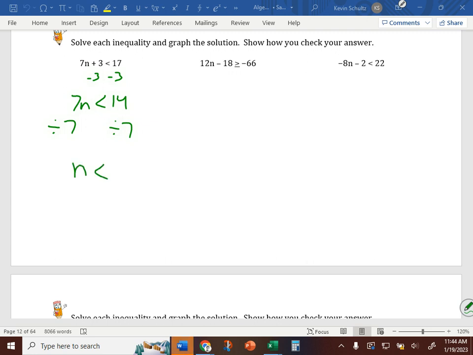Do we have to flip our sign? No. We do not, because we're dividing by a positive. 14 divided by 7 is 2. Do you need to graph this? We do. N is less than 2.